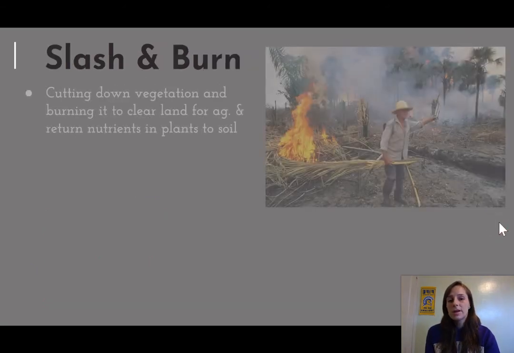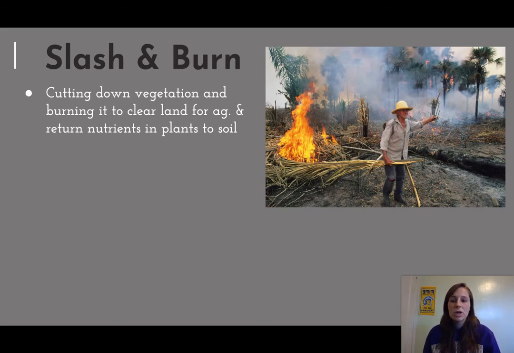Another practice that often happens for agriculture is called slash and burn. And this is where we're going to be cutting down vegetation and burning it to clear land for agriculture, but also to return the nutrients in the plants to the soil. So it's a very quick way to get all those nutrients that are in the plants broken down into ash, which is ultimately going to get into the soil.